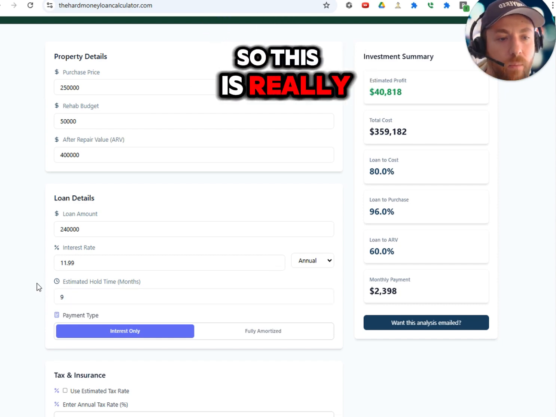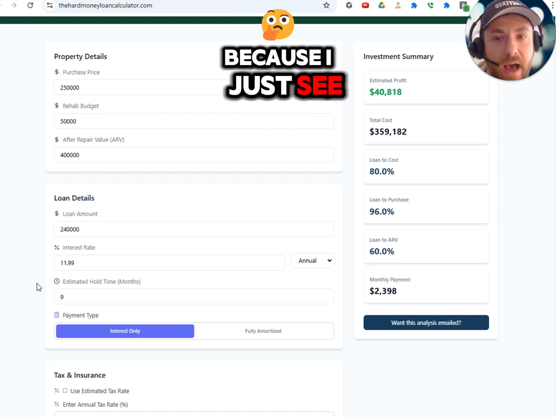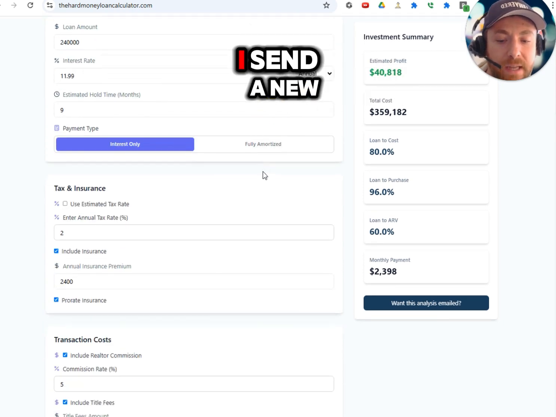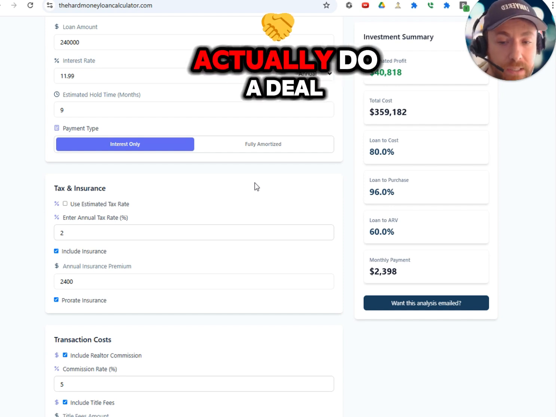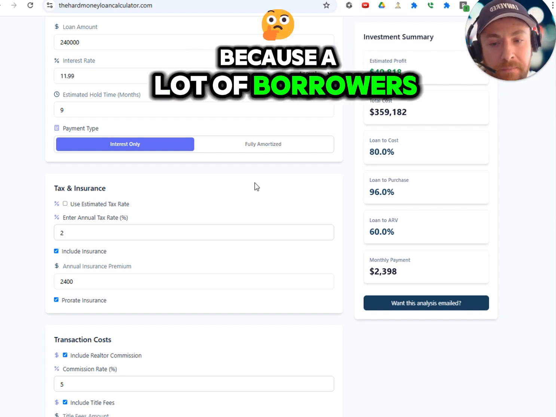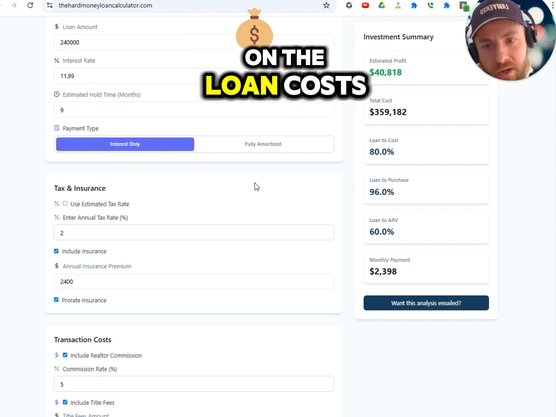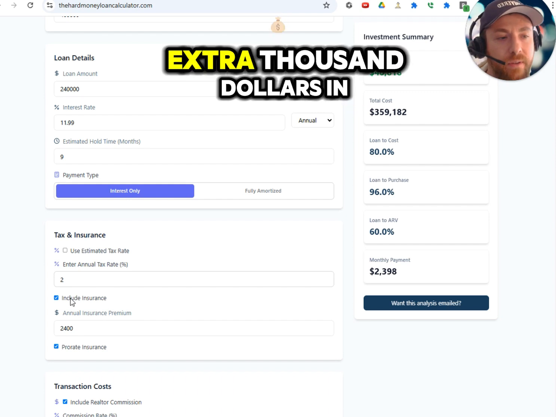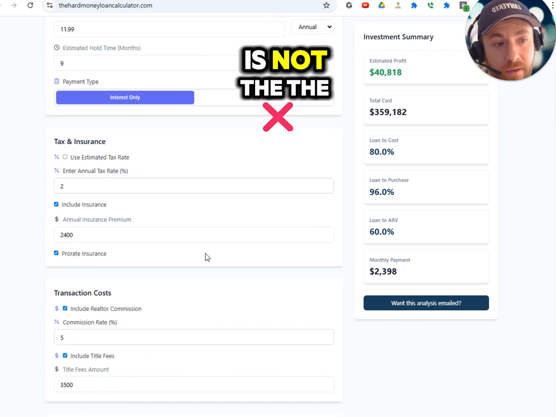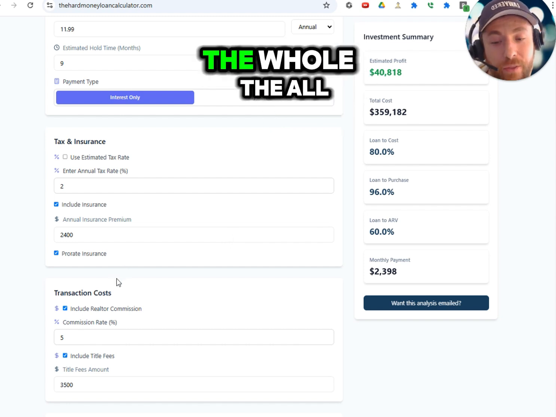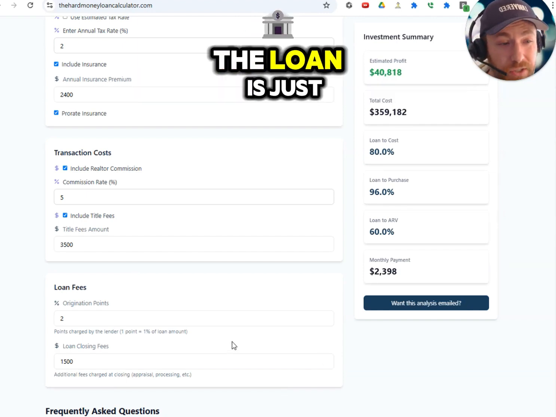So this is really what I'm seeing lacking. I'm going to continually post videos on this because I just see it not hitting home. I send new investors here and I say, go play with this so you can see what it's like to actually do a deal. Because a lot of borrowers, tell me I'm wrong, a lot of borrowers focus on the loan costs, on the extra $1,000 in fees or whatever the case is. But that is not the whole thing, right? All the stuff is the cost to transact, the insurance. The loan is just a small part of it.